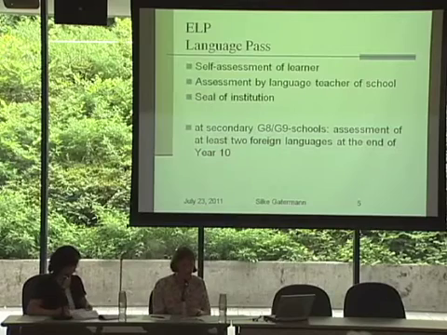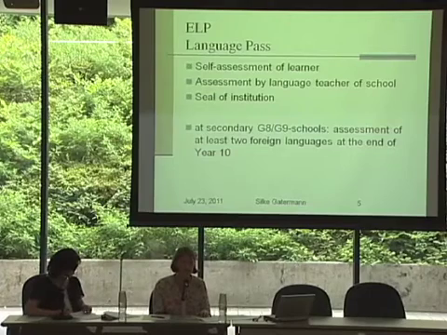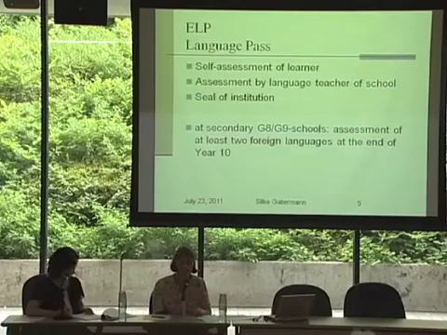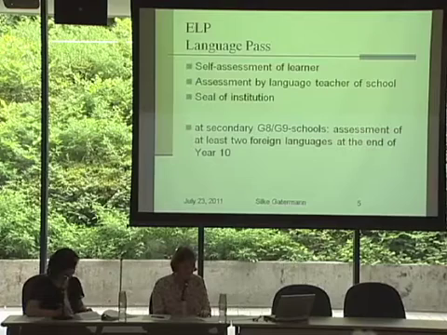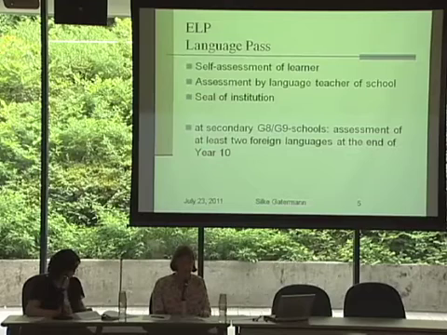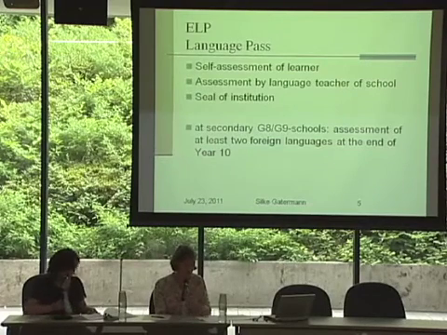The language pass is the part that causes most headaches at the moment in many of the German states. The language pass is the one that is handed out after 5 or 6 years of formal foreign language education. The pass should contain self-assessment of the learner, and it should also have some kind of an assessment handed out by the teacher or the school. There's no set rule of how to hand out this language pass.